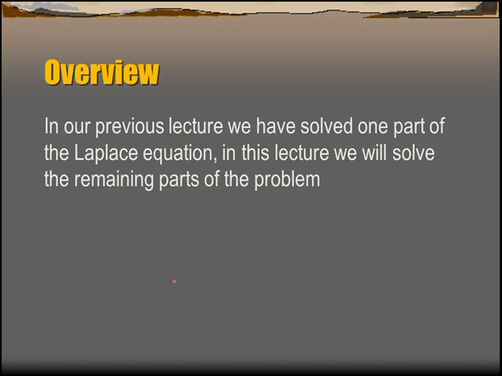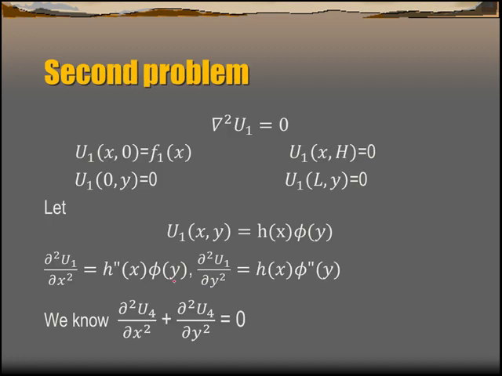So, without going into details, let's consider the second problem of the Laplace equation, which is del square u1 is equal to 0. u1 at (x, 0) is equal to f1 of x. u1 at (x, h) is equal to 0. u1 at (0, y) is equal to 0, and u1 at (L, y) is equal to 0. This is the second problem among all those four problems.